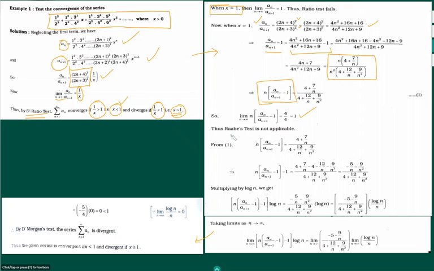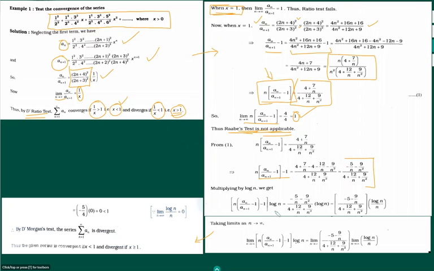Alright, so in the case of Raabe's test also, you have the limit L equal to 1. So Raabe's test is also failing. First our ratio test was failing for x equal to 1. Then for x equal to 1, we found this limit, and this limit comes out to 1. So Raabe's test has also failed. So we have reached here n times (a_n over a_(n+1) minus 1) is equal to this. So you subtract 1 once again, and we get this.